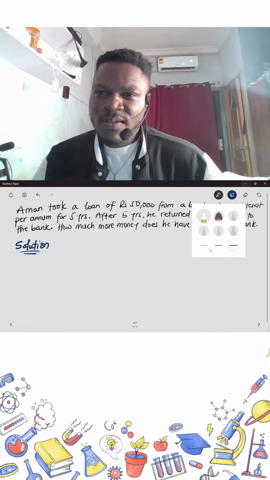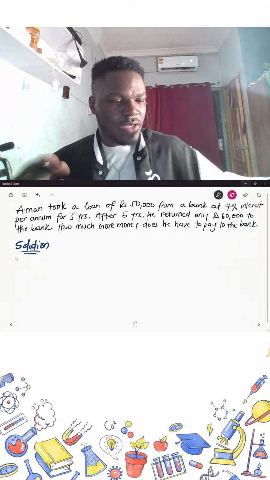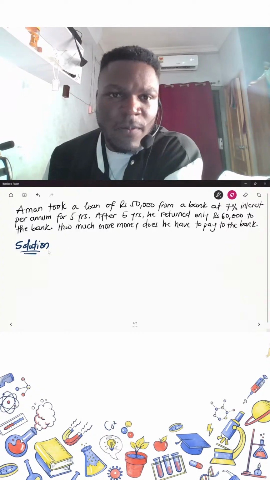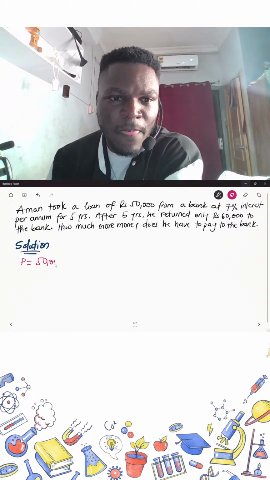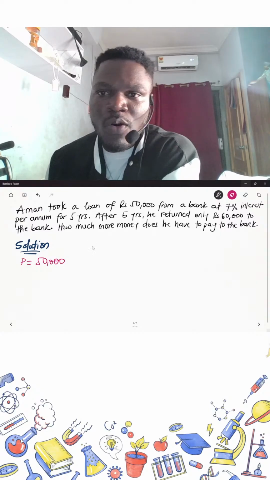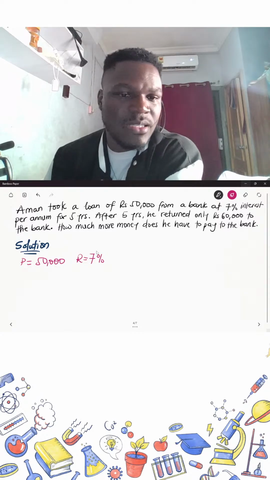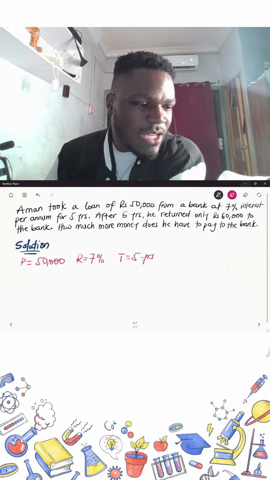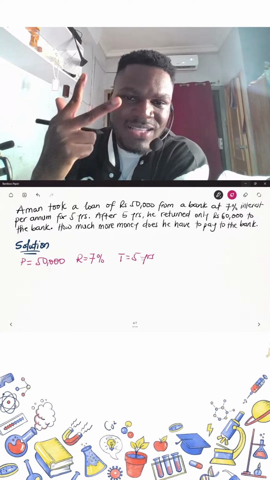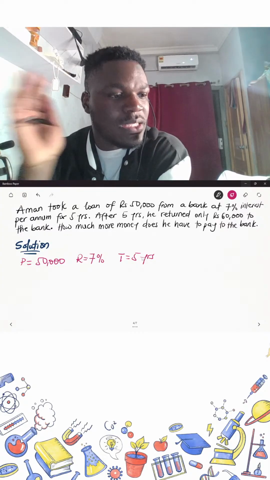Let me use a bright color so that you guys can see. So he took a loan, so the principal in this case is 50,000 rupees. That is the amount of money that he borrowed. The rate here is 7%. So the rate is 7. And then the time is 5 years. Are we okay? So now that I have my principal, my rate, and my time, it is very easy for me to proceed and calculate my interest.